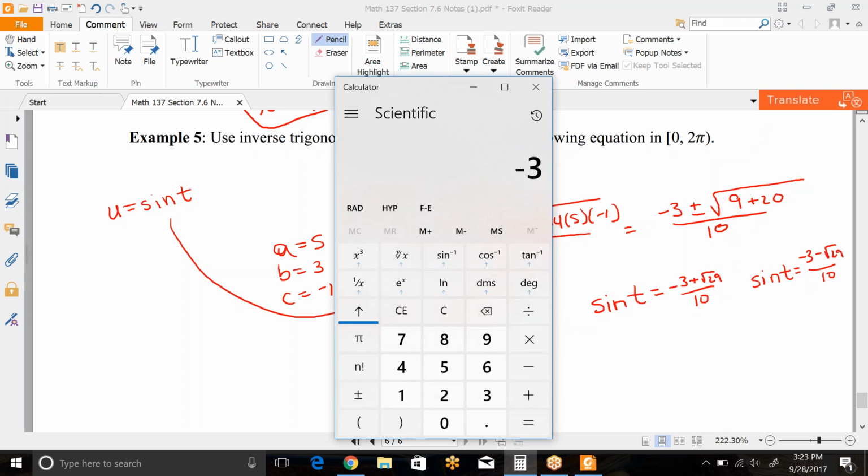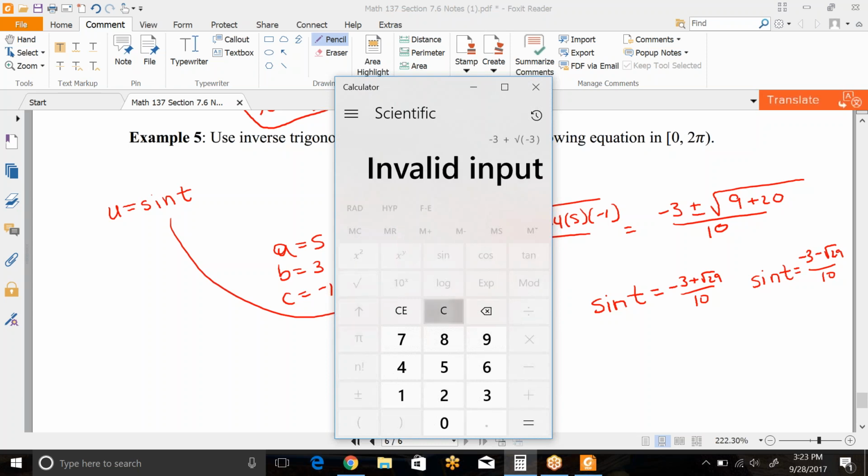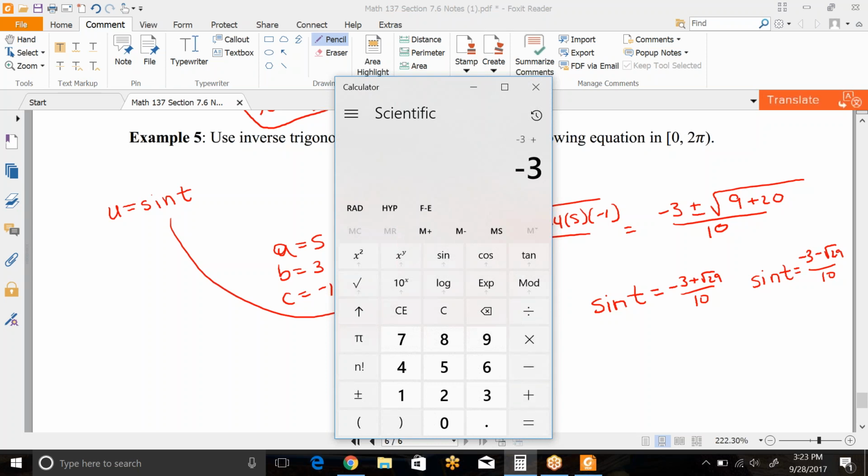So -3 plus the square root of 29, hit enter, divide by 10. Notice I didn't clear anything. This one's about 0.24, just double checking it. And this one, -3 minus the square root of 29, hit enter, divided by 10, is -0.83 or 84. So both of them are between -1 and 1, so we can proceed with the inverse.